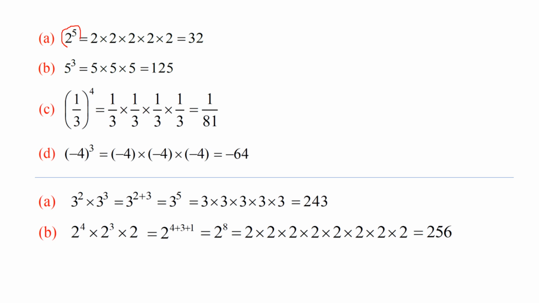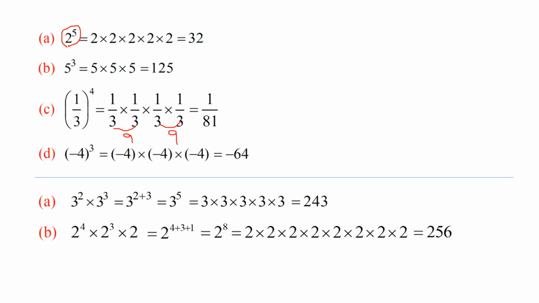So we are looking at the evaluation of the questions. What is 2 power 5? 2 is multiplied 5 times, so that is 2 times 2 times 2 times 2 times 2, which gives you 32. And then 5 power 3, 5 times 5 times 5, will be 125. And 1 over 3, power 4. We multiply the fraction 4 times, but for multiplication of fractions we do the numerator separately and the denominator separately. So 3 times 3 is 9, and 3 times 3 is 9. So 9 times 9 will become 81.